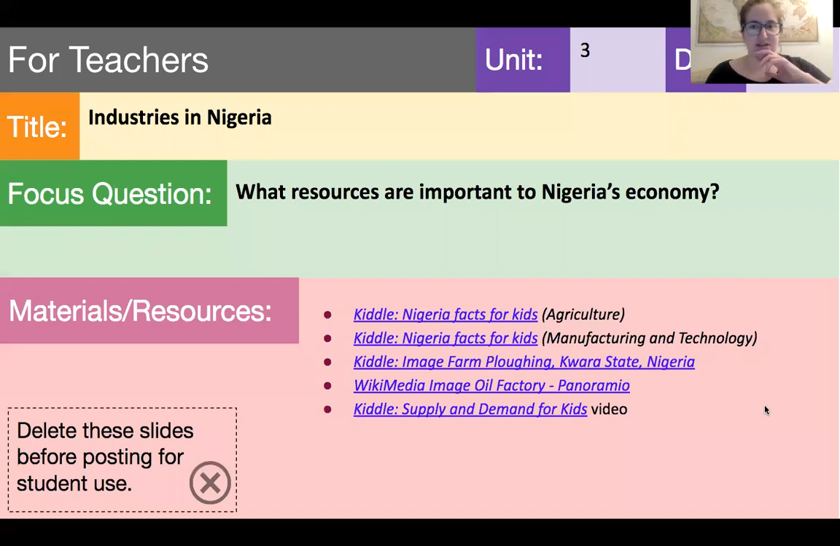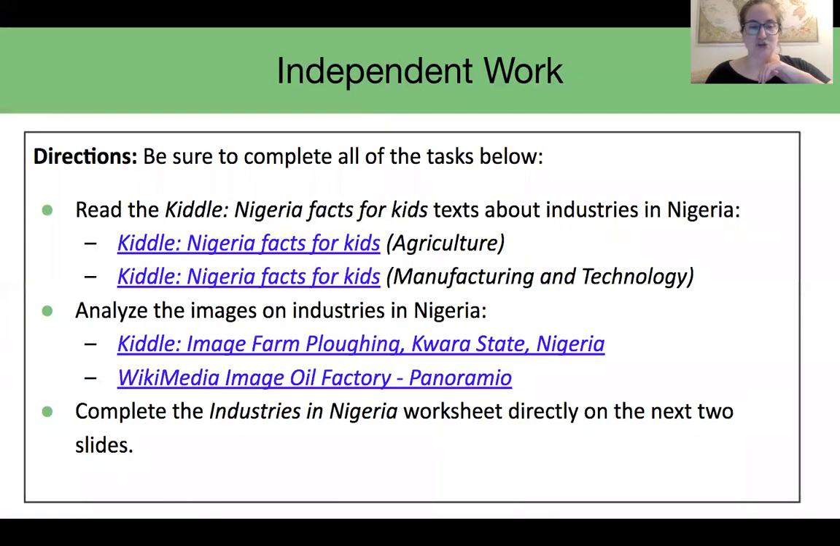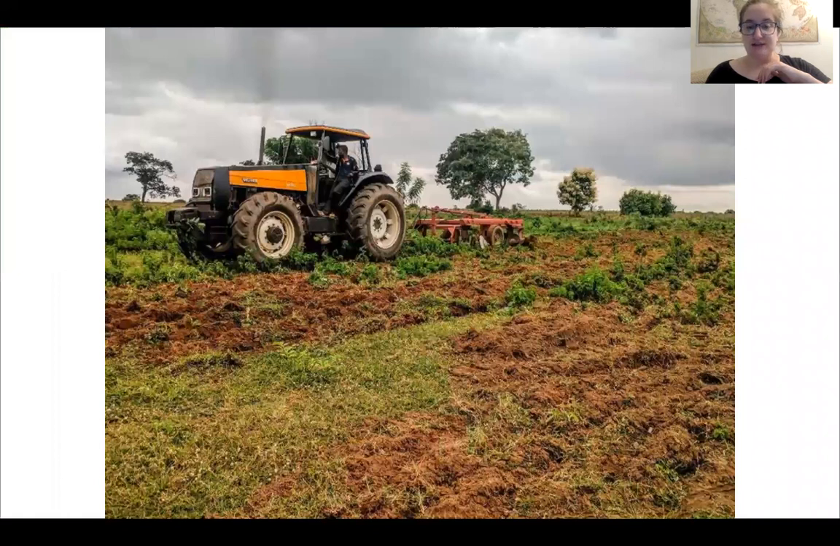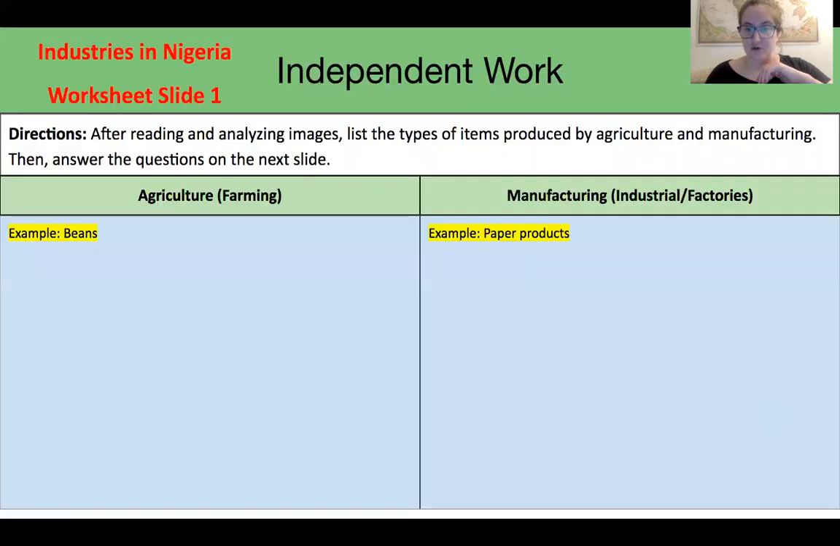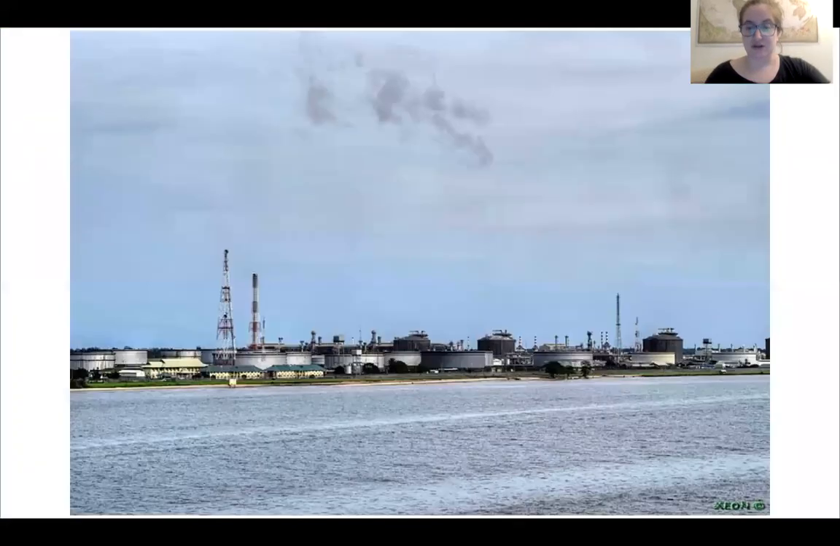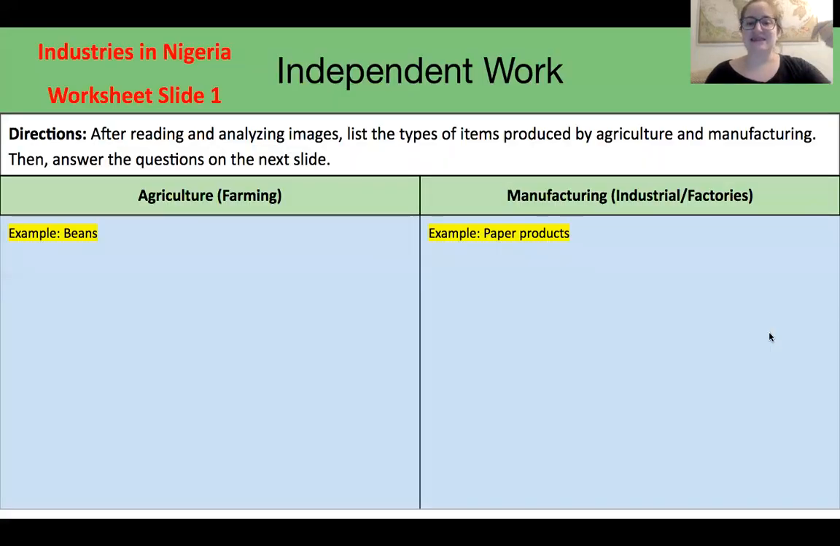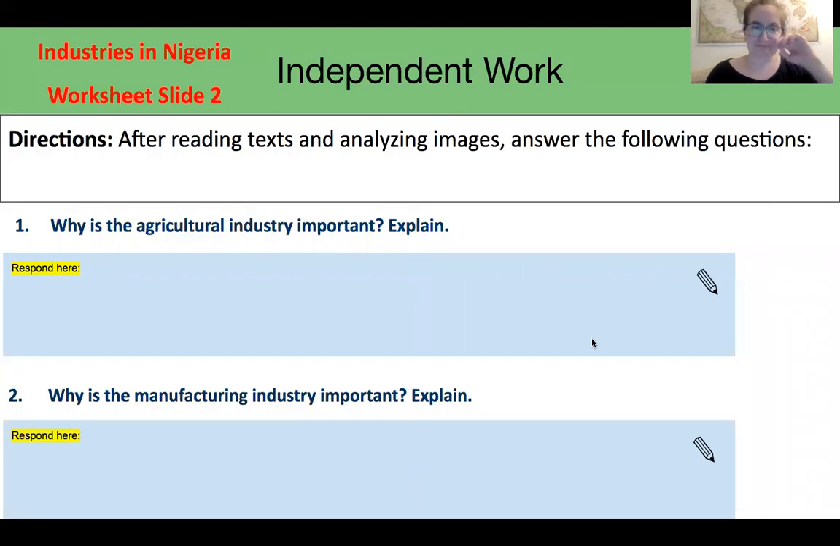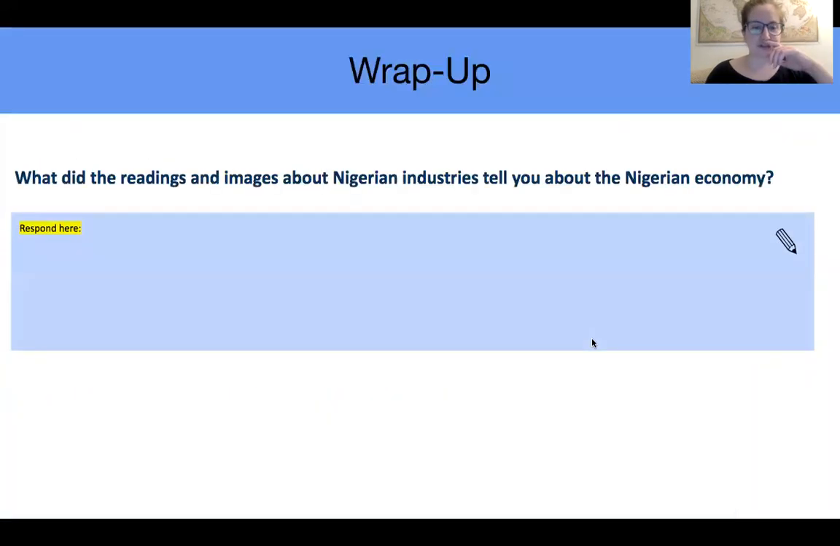Lastly, there's another lesson from the case study on Nigeria, where you're thinking about resources important to Nigeria's economy. And so children will look at some images. Here are a few, which would be great for using the quadrant analysis. Again, there's a lot going on in these images that they could really carefully examine. And then they think about the types of items that could be produced from agriculture and manufacturing. And they answer a few questions about it as well.